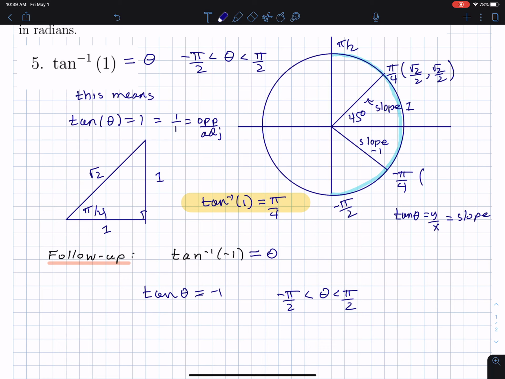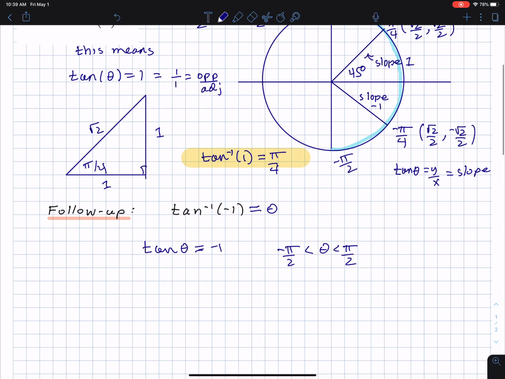Also, if tangent theta is negative 1, that means the y and x coordinates have to have opposite signs of each other. And that would correspond to what I'm writing here, rad 2 over 2, negative rad 2 over 2. So that also gives negative pi over 4. We can use the right triangle to get only the reference angle, which isn't going to give us the fact that it's negative, but the reference angle works also. So anyway, our answer is that tangent inverse of negative 1 is equal to negative pi over 4.